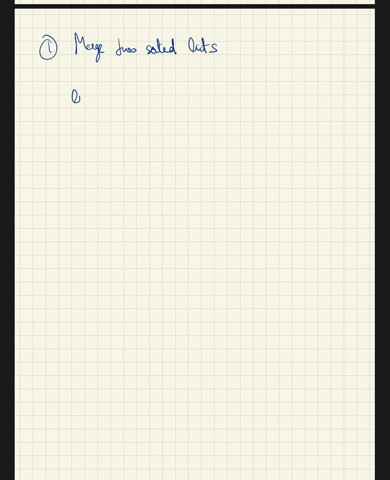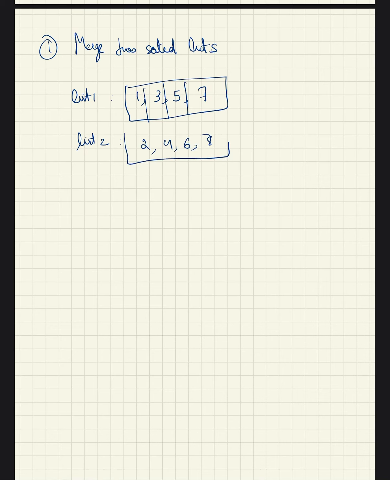So we'll have two lists. Let's say list one equal to something like this: 1, 3, 5, 7. We can see that these list elements are in sorted order, in ascending order. And let's say we have another list, something like this, 2, 4, 6, 8, and we can see that this is also in sorted order.